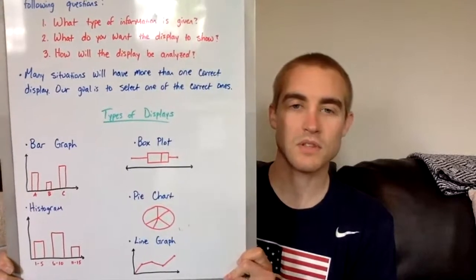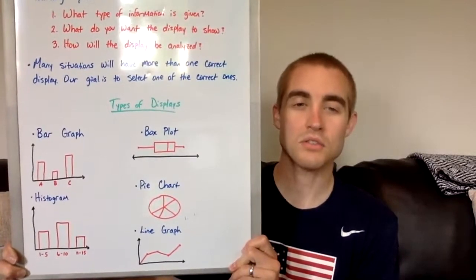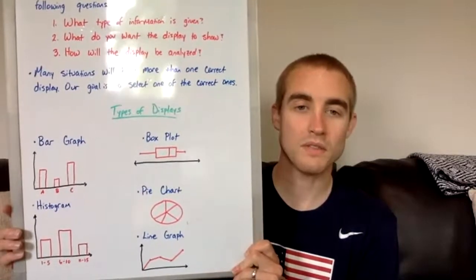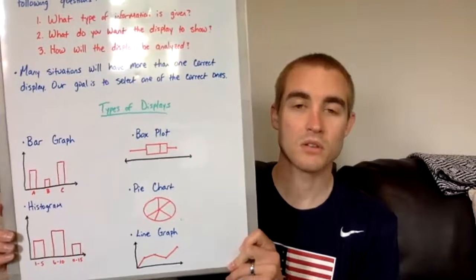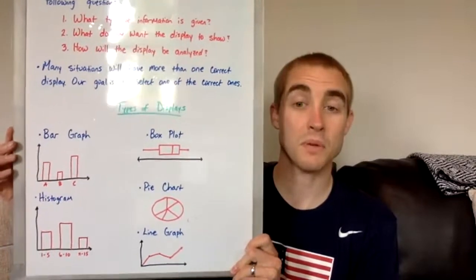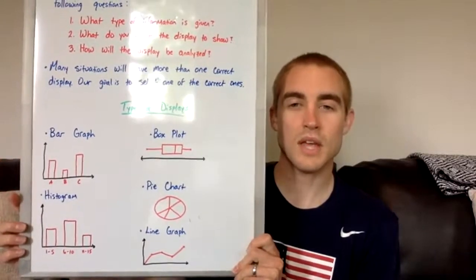So the types of displays that we have, there are 5 different ones. All of our answers today, and when you do the practice questions, will be one of these 5 displays. So the first one we've got is a bar graph. A bar graph compares different things. And so usually we have a bar graph.